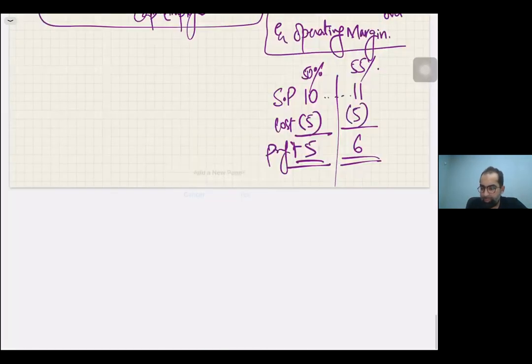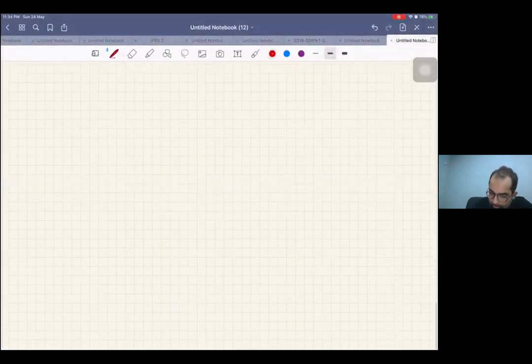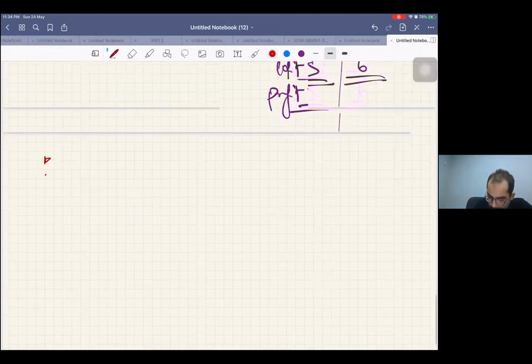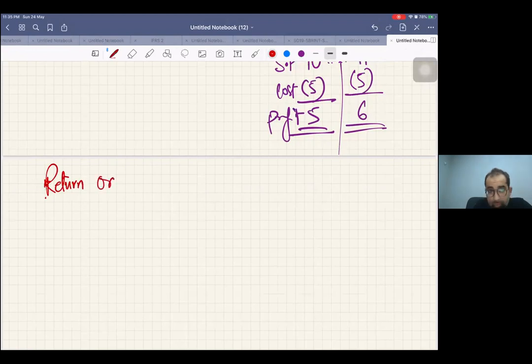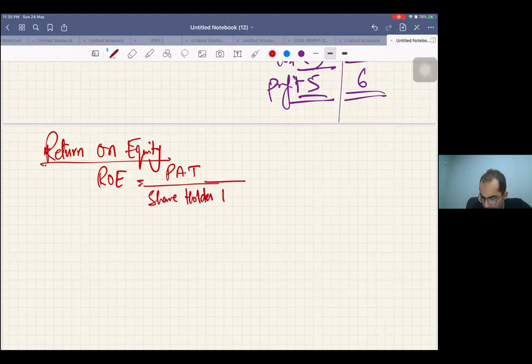Now the last profitability ratio is return on equity, very famous ROE. Return on equity, ROE. The formula is profit after tax divided by shareholder equity times 100. Okay, profit after tax divided by shareholder equity times 100, right?